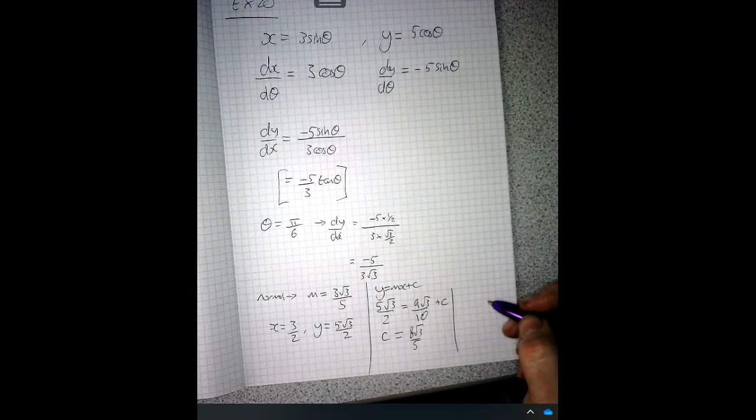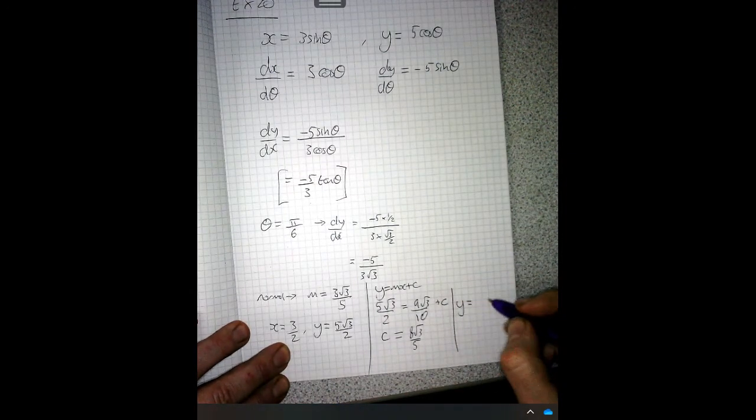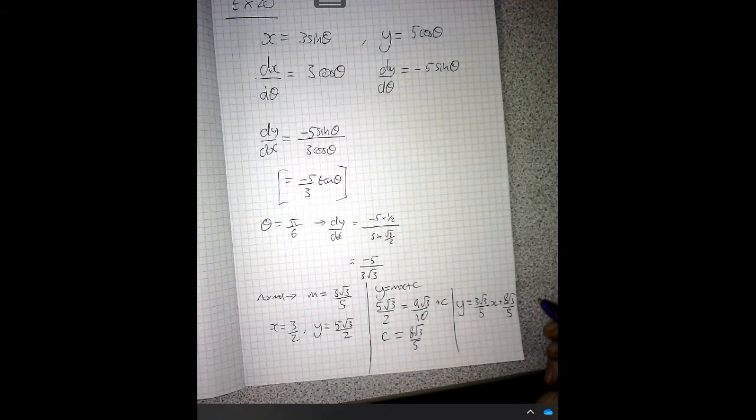What format does it want it in? Doesn't say. Y equals 3 root 3 over 5 x plus 8 root 3 over 5. I guess sometimes they might want us to express it where these are not fractions, so I could multiply by 5. In fact, yeah, there you go. That's what they do in the book. They multiply by 5, but it doesn't say to do that. So this is a fully correct answer, and I'd submit that in an exam personally.